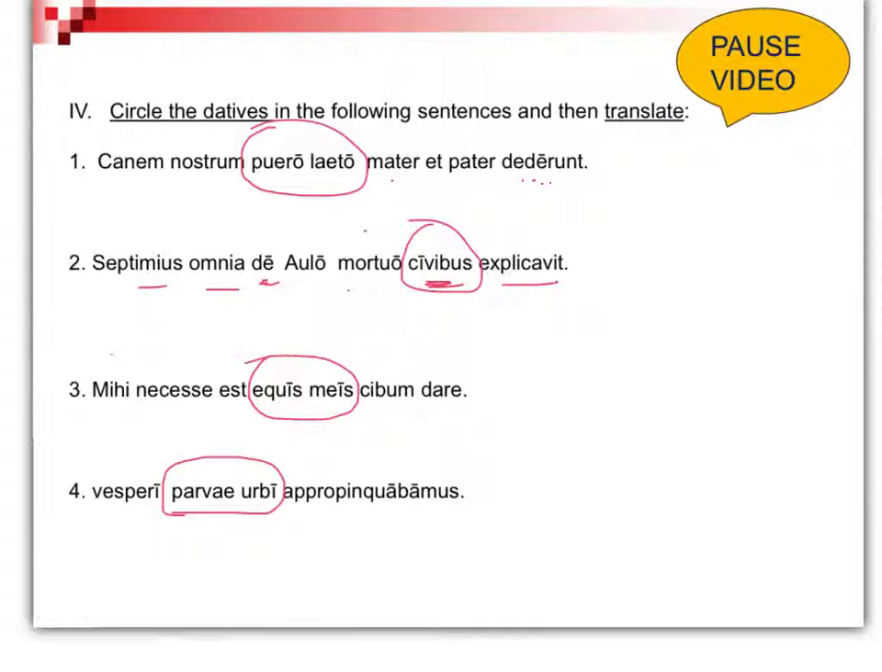Number 3, here's another dative. It is necessary mihi, for me, dare, to give food to my horses. So mihi is dative with the impersonal verb necesse est. Equis meis is dative with the verb of giving, dare. Number 4, in the evening we were approaching the small city. So dative with the verb appropinquare, which is also an intransitive verb.